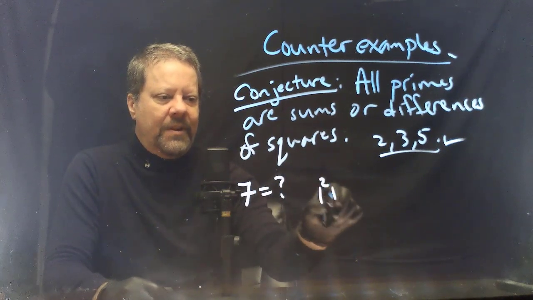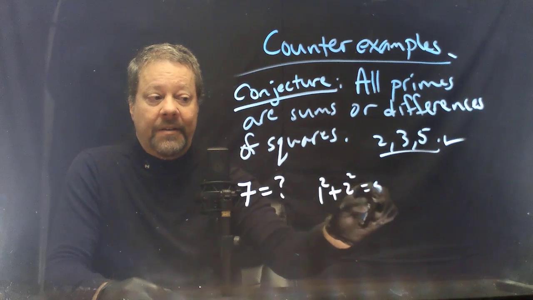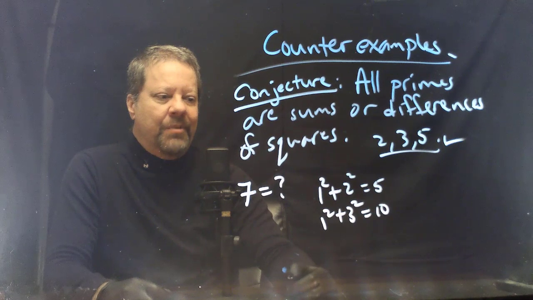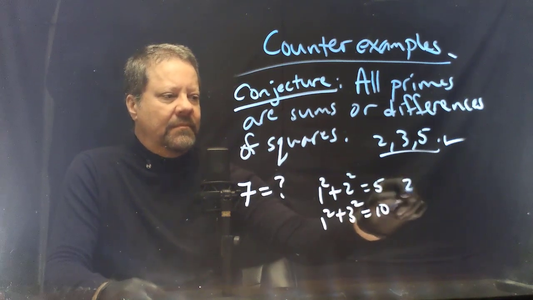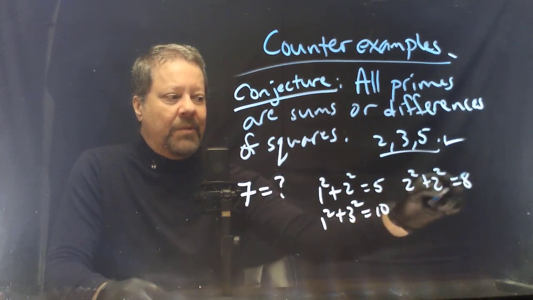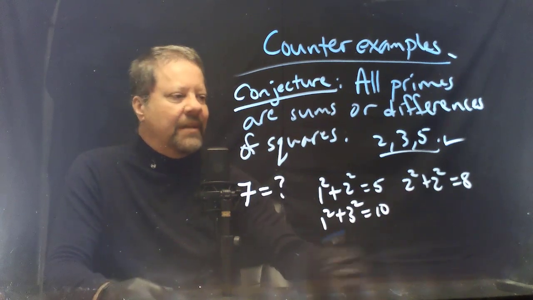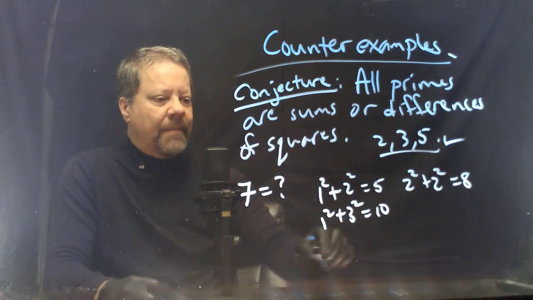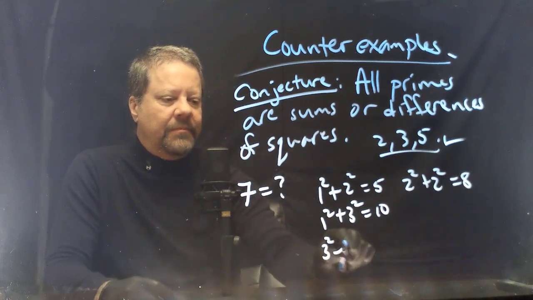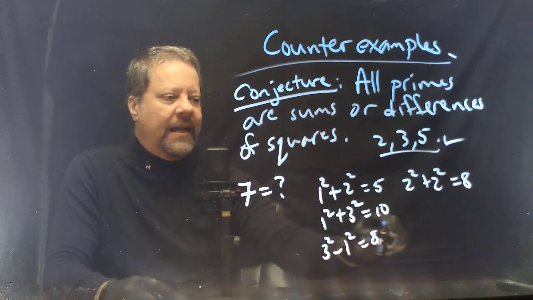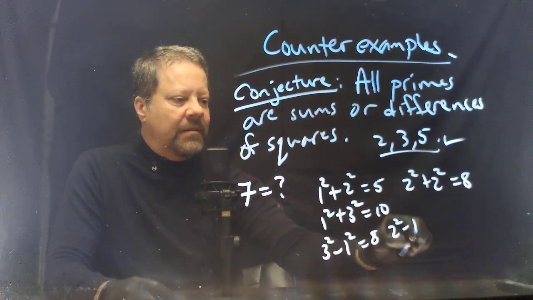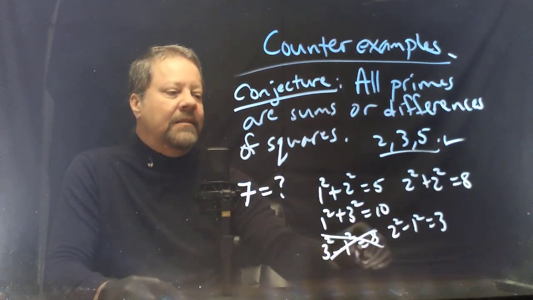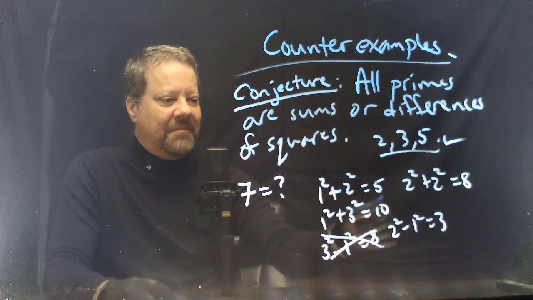So 1 squared plus 2 squared is 5. 1 squared plus 3 squared is 10. That's already too big. 2 squared plus 2 squared is 8. That's too big. So there are no other real options here. What about subtractions? 8, 3, this is not even prime. Okay. A lot of these are not prime.